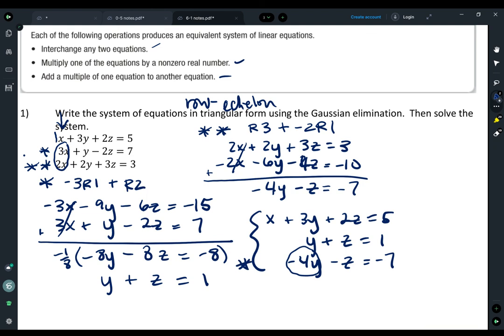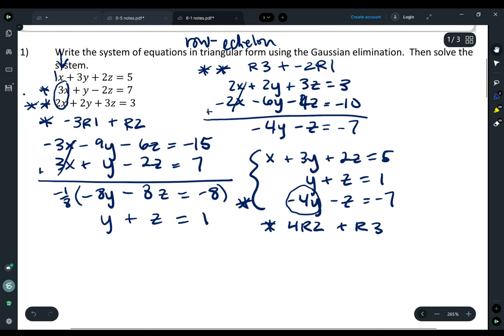And in order to cancel that -4y, it's going to be easiest to combine it with row 2. So I'm going to put 1 star, because the work I'm doing is for this star, and it's going to go in that row 3 position. So now I'm going to take 4 times row 2, and then add row 3. Let's go ahead and move this up so we have a little bit of space.